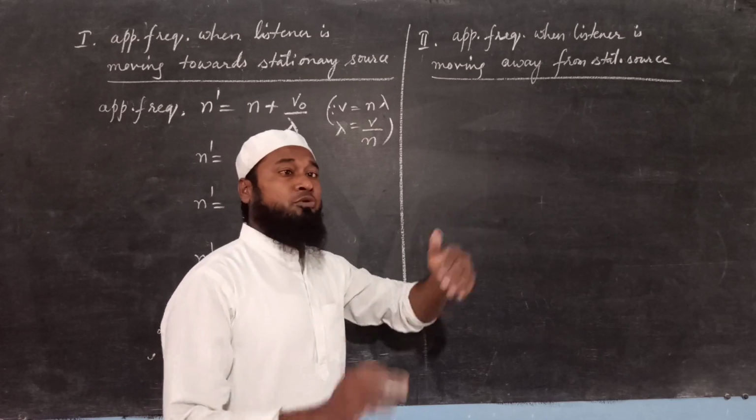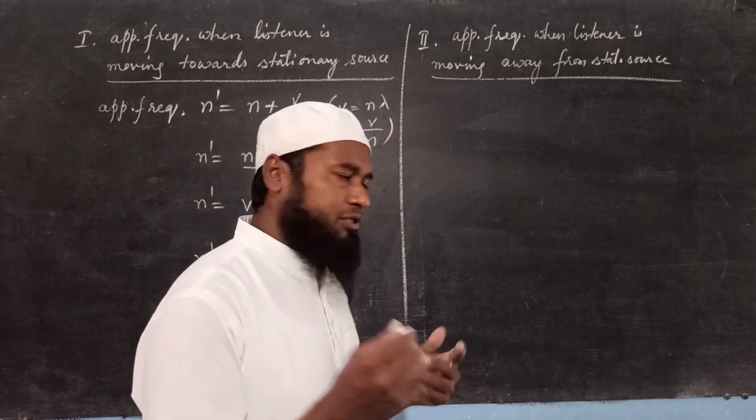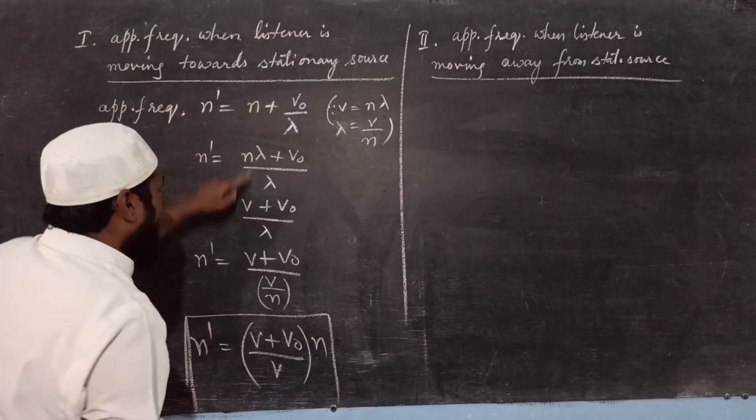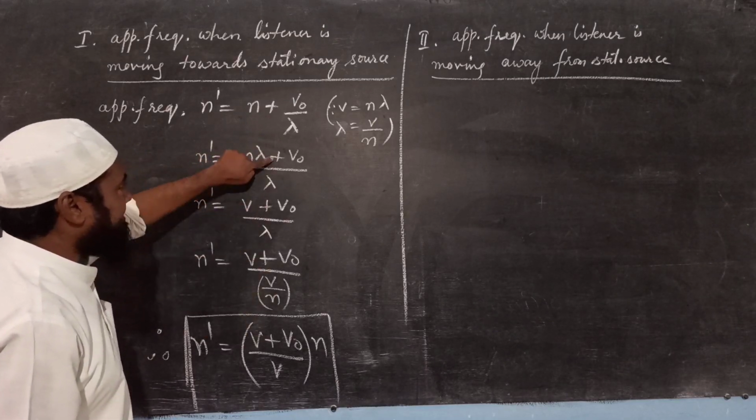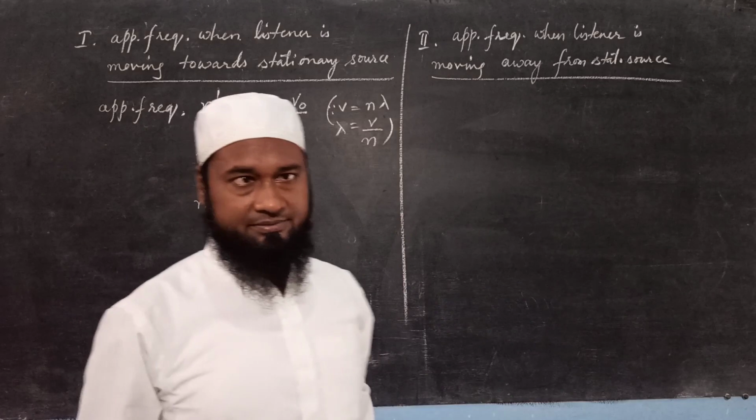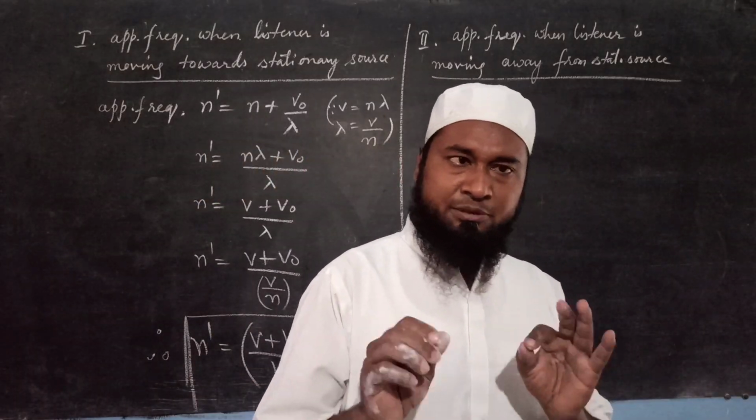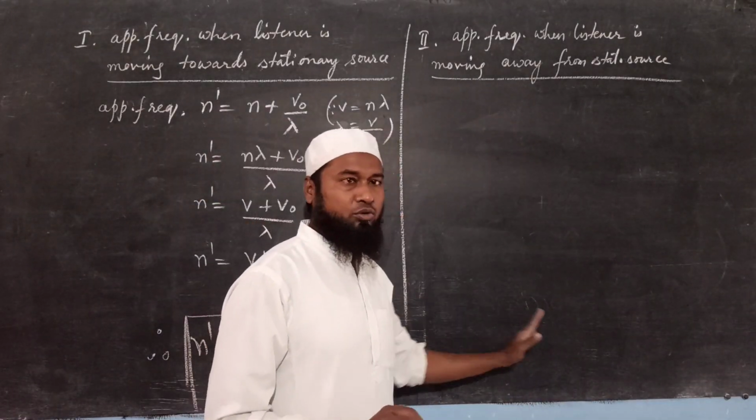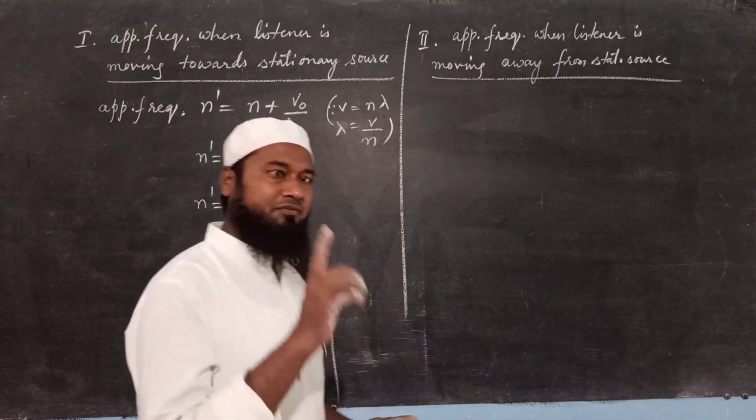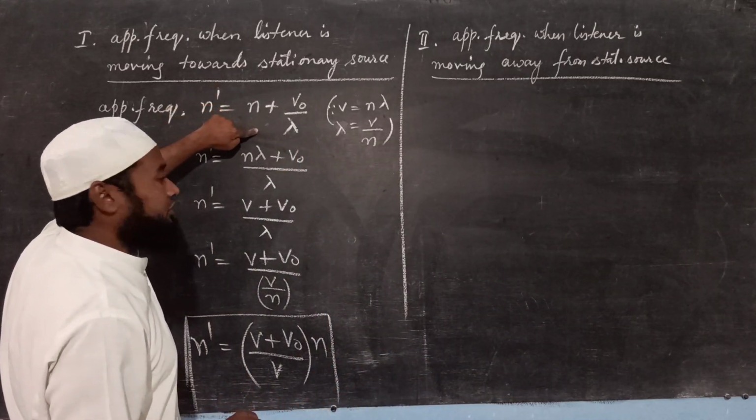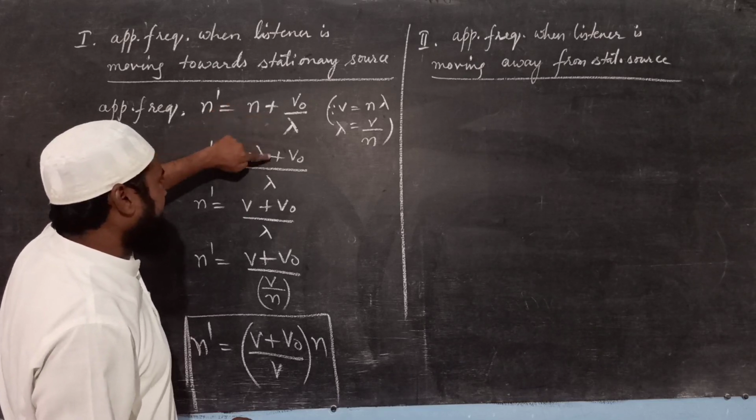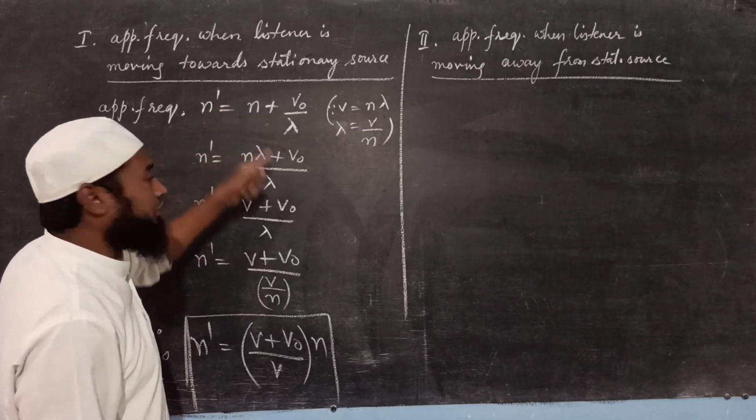So when the listener is moving away from the stationary source, very simple. In this case, wherever you have plus, there you substitute minus. Once again, simple trick, no need to learn by heart the second case. Only one thing you have to keep in mind: in the first case of Doppler shift apparent frequency, wherever you have written plus, there you have to write minus.